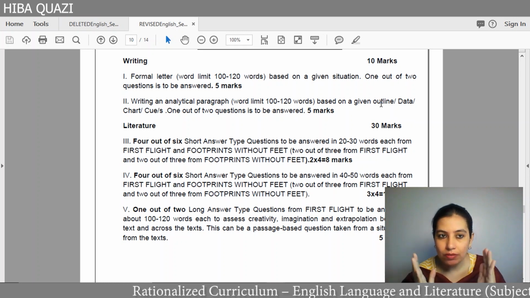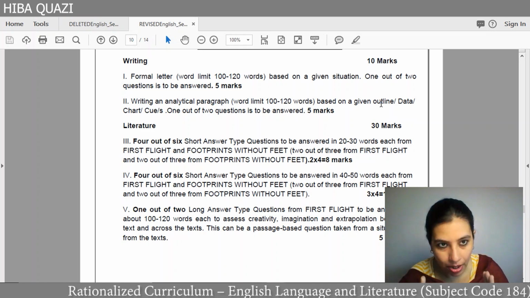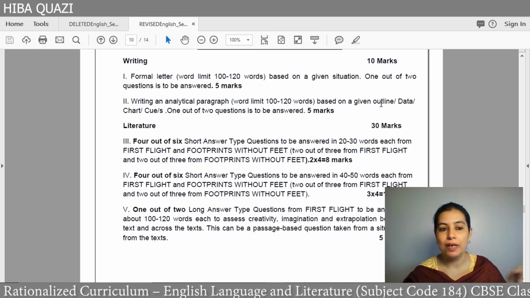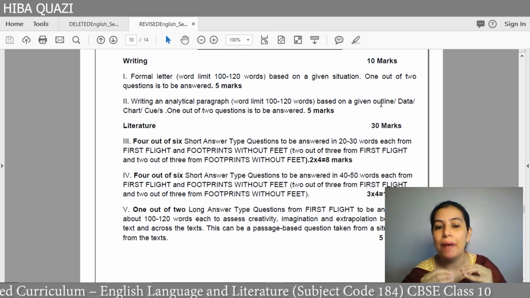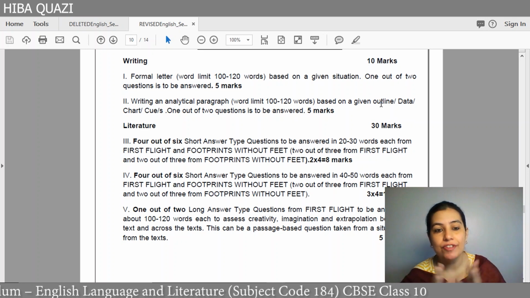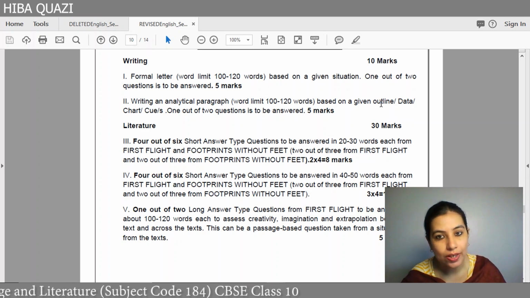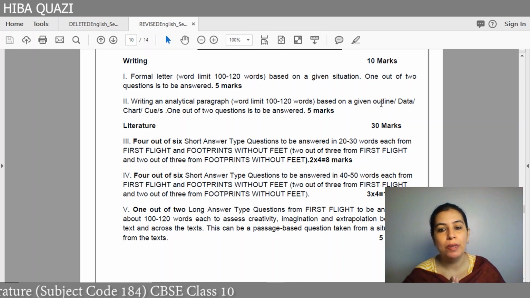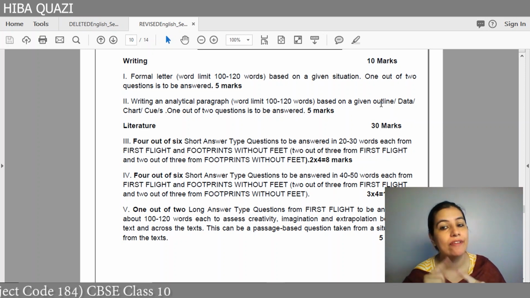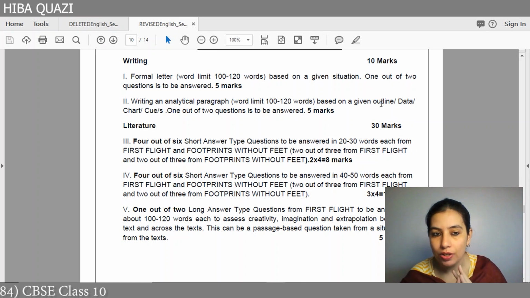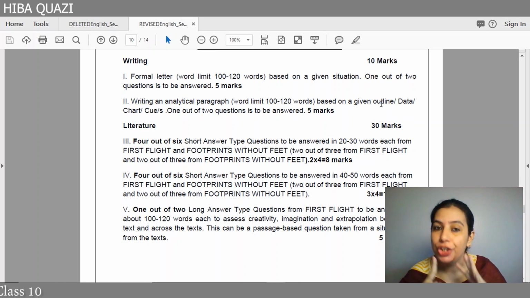We have narrowed down the weightage of marks for writing to 10 marks, formal letter carrying 5 marks, and now you have writing a paragraph, and not any paragraph, it's an analytical paragraph. Again, word limit is 100 to 120 words, and this paragraph will be based on a given outline or a given data or a given chart or any kind of visual or verbal cue.